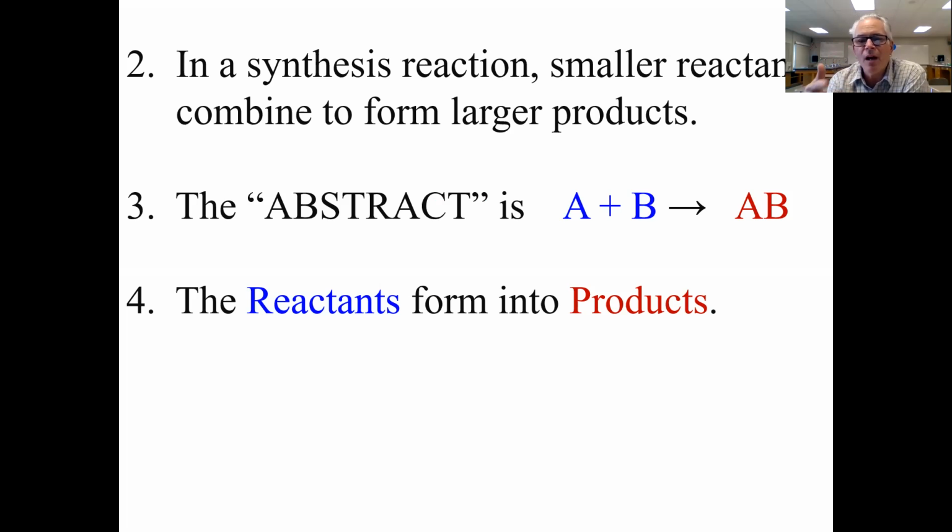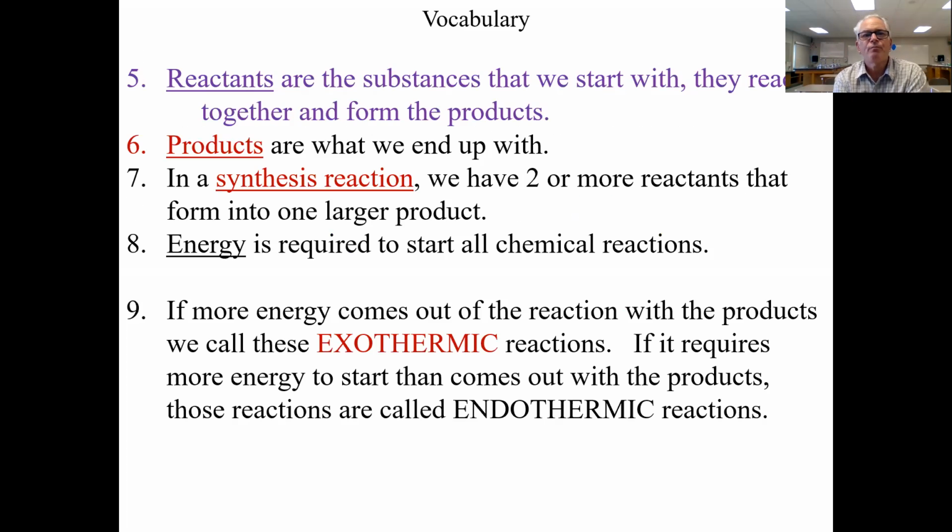And you need to be able to come up with an abstract for each of the 5 chemical reactions. You'll also need to be able to come up later on with examples. And you'll get good at this. This is the first day. Here we go. Reactants are the stuff you start with, right? They react together and they form into the products. The products is what you end up with.